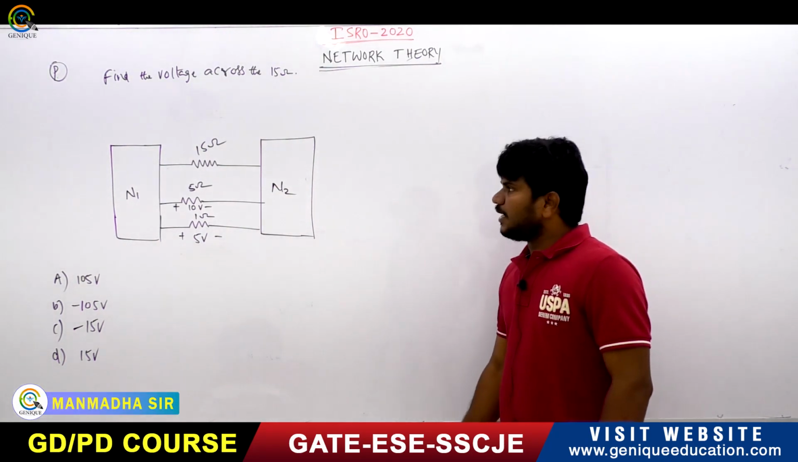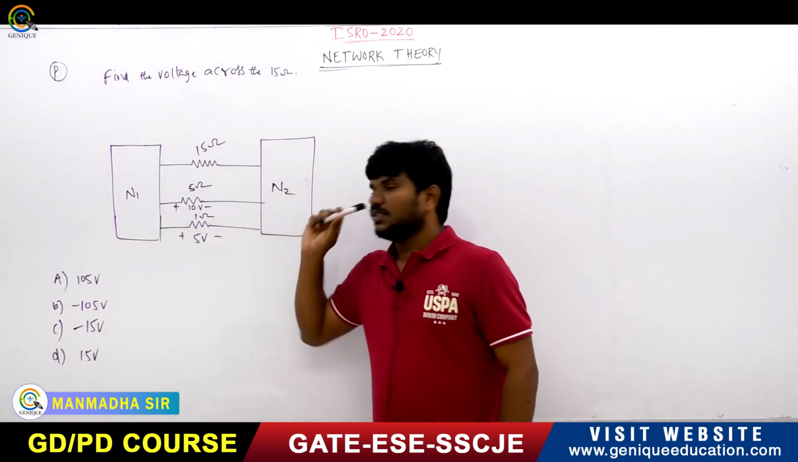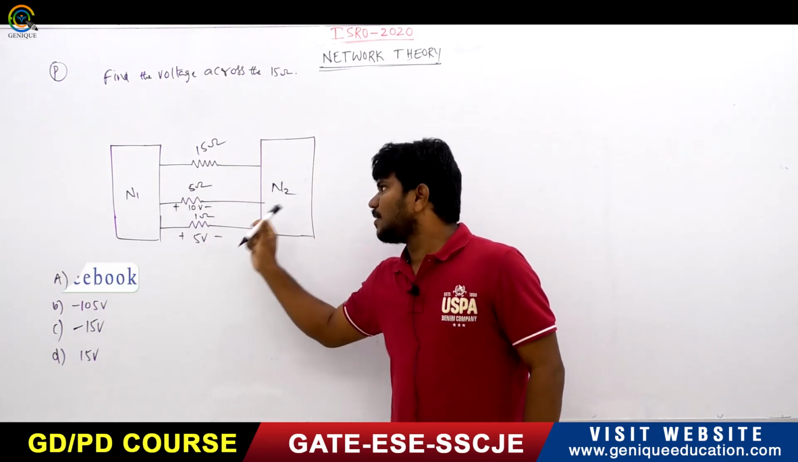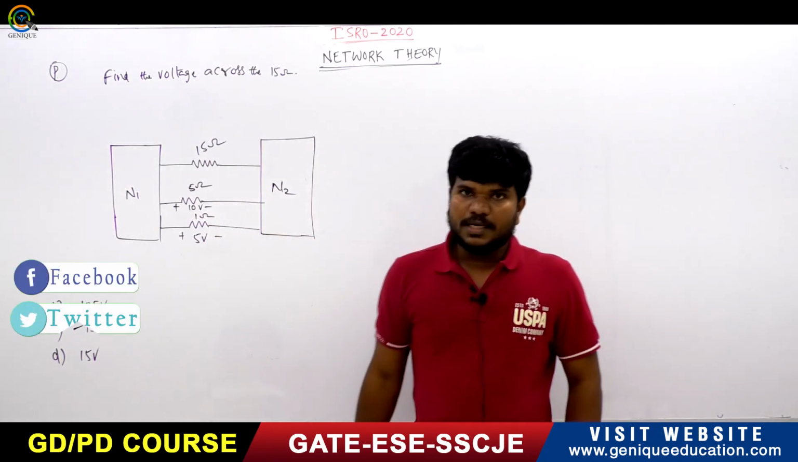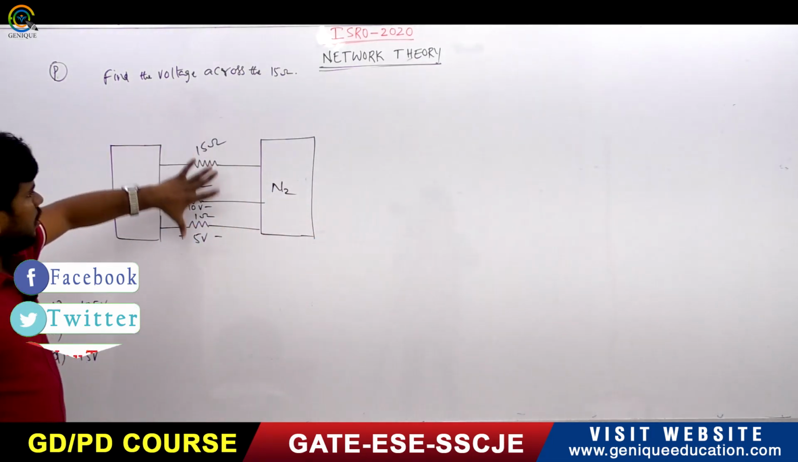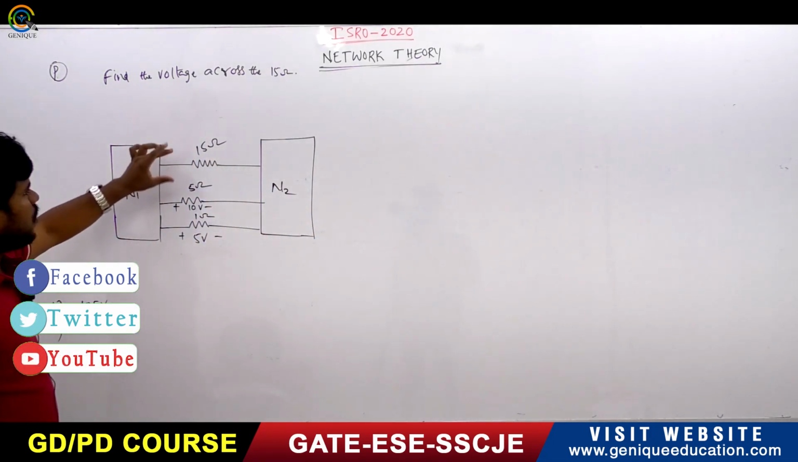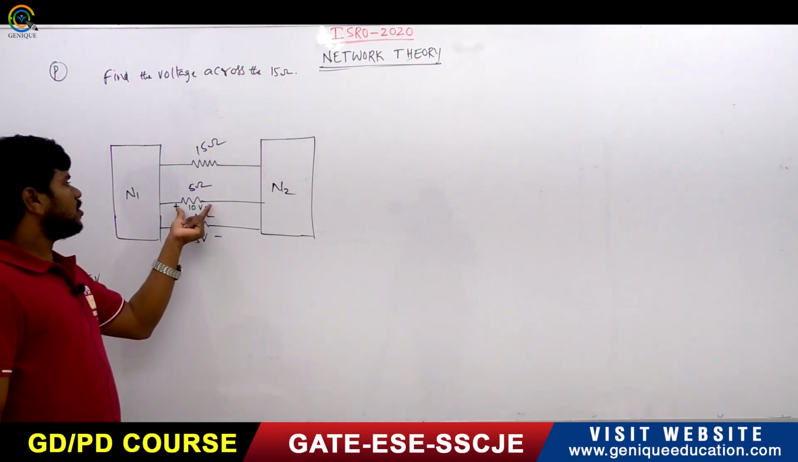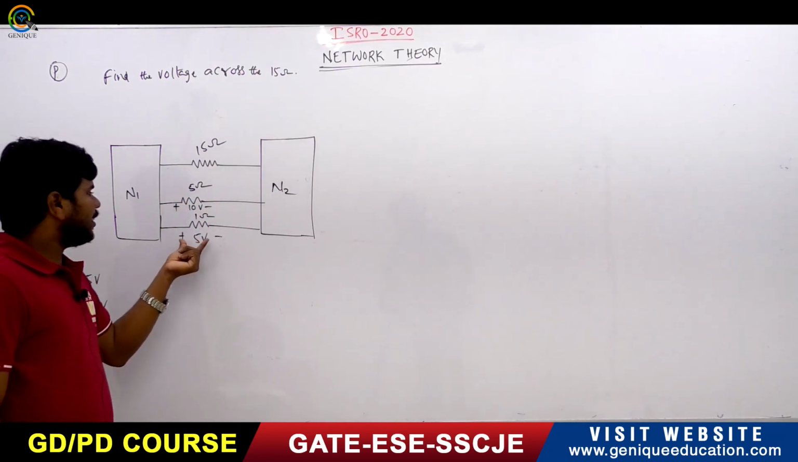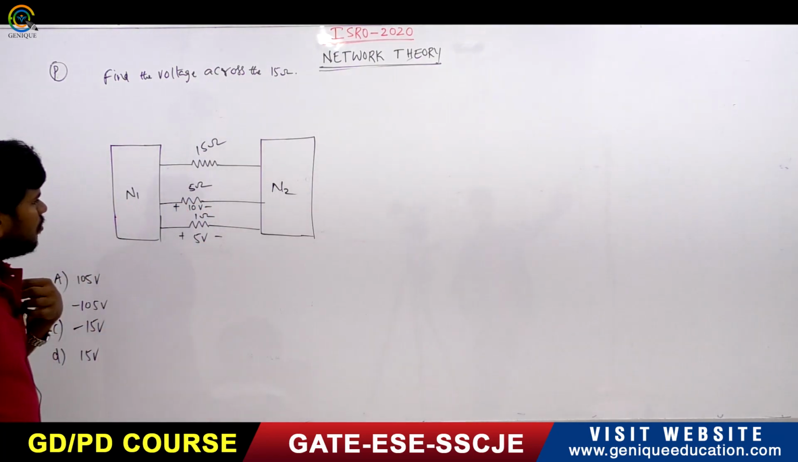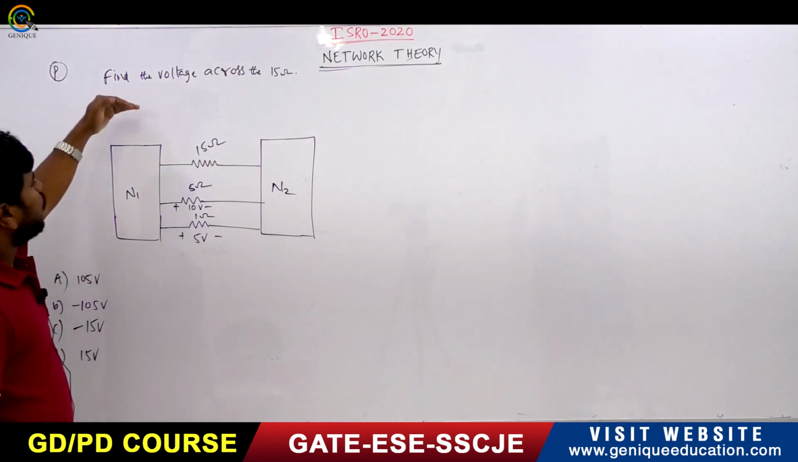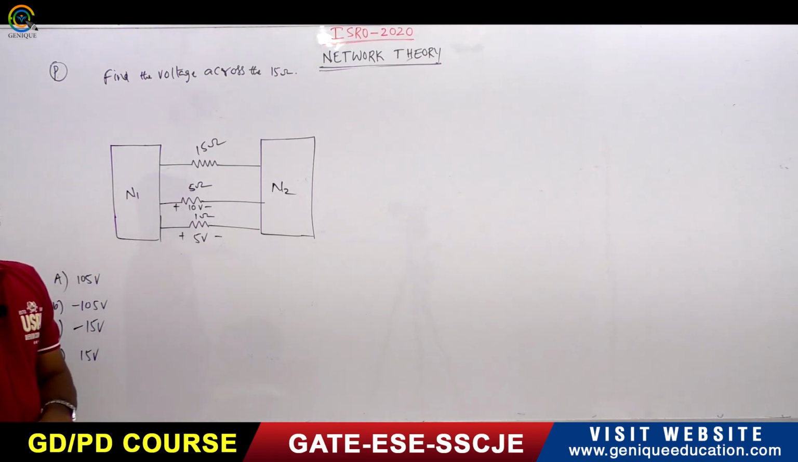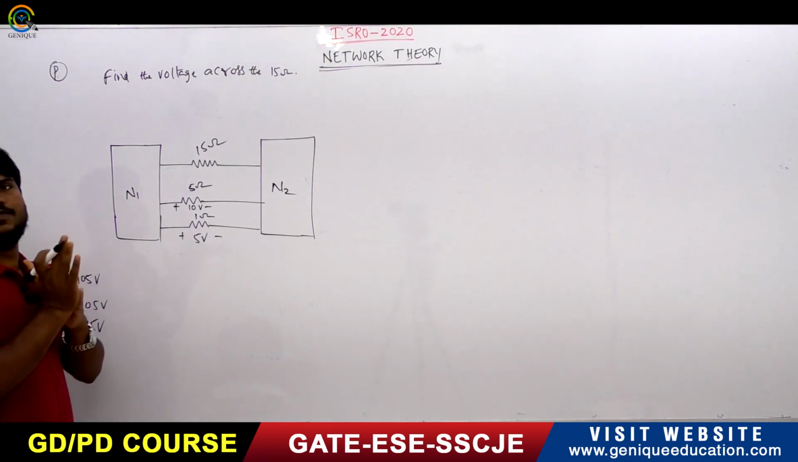So in this question, two networks are given like this. Between these two networks, three resistors are placed, arranged like this: a 15 ohm, a 5 ohm, and a 1 ohm resistor. The drop across the 5 ohm resistor is 10 volts and the drop across the 1 ohm resistor is 5 volts. We are asked to find the voltage across the 15 ohm resistor.